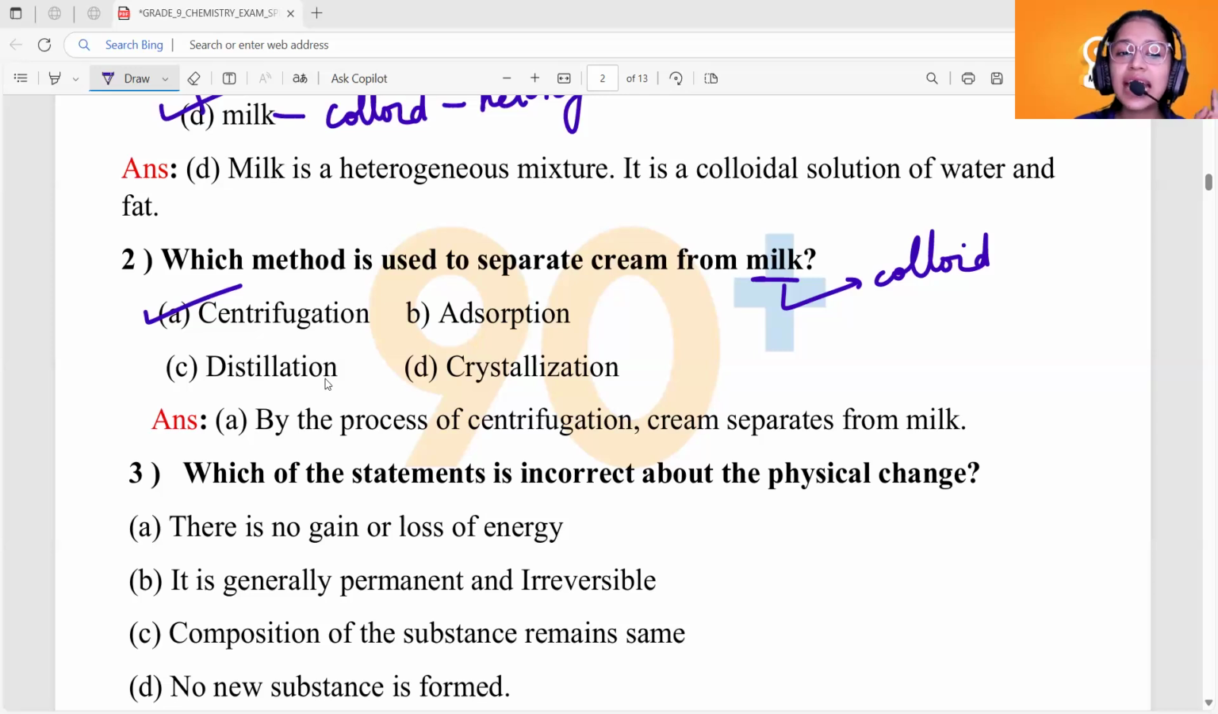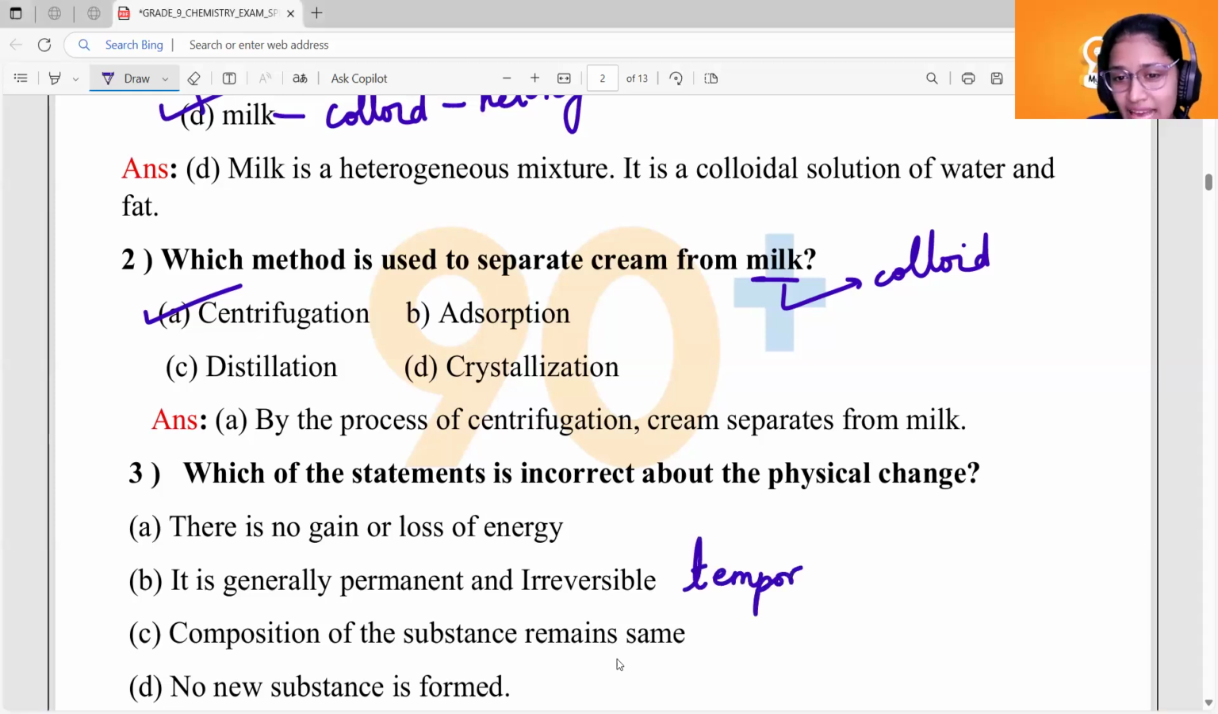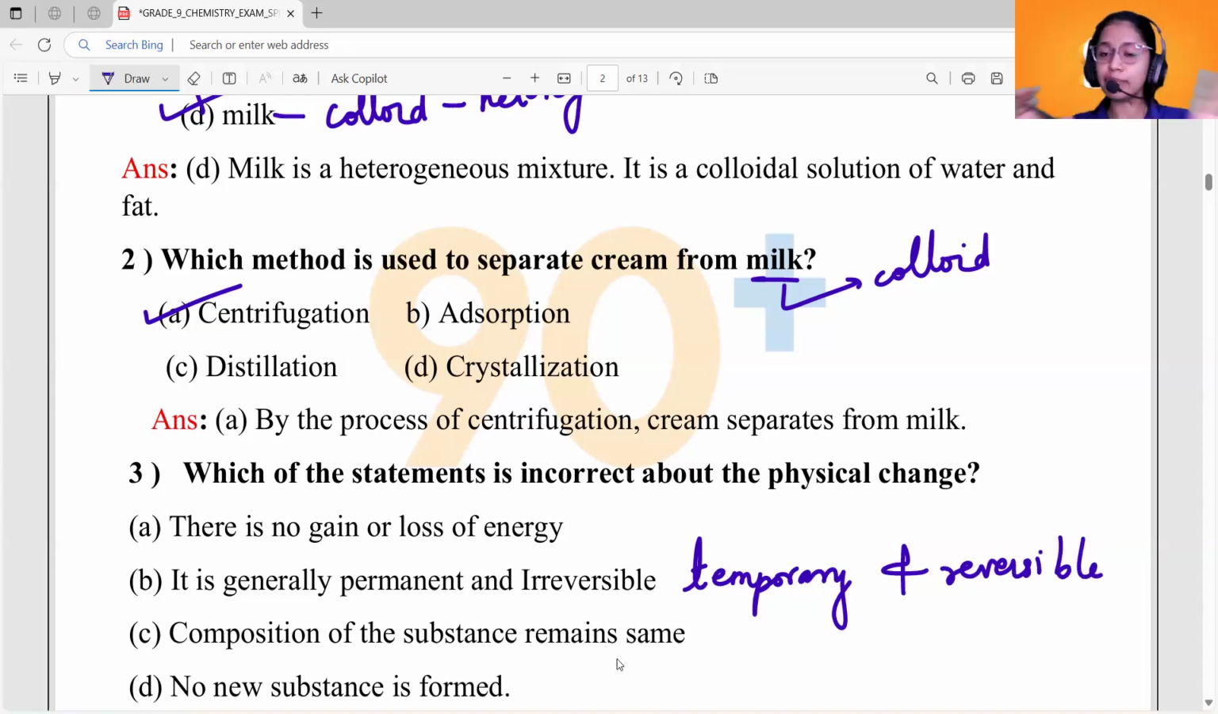What is the second statement? It is generally permanent and irreversible. Is it? We studied that physical changes are generally temporary and reversible. This is not true in all cases. Okay, generally, mostly physical change is temporary and reversible. Before marking the answer, we'll check the other options also. Composition of the substance remains the same. This is one important property of physical change, right? Composition does not get affected. So this is a correct statement. What about the fourth statement? No new substance is formed.